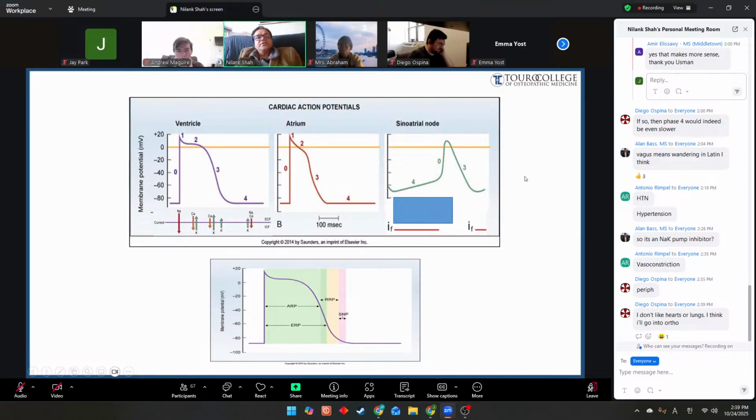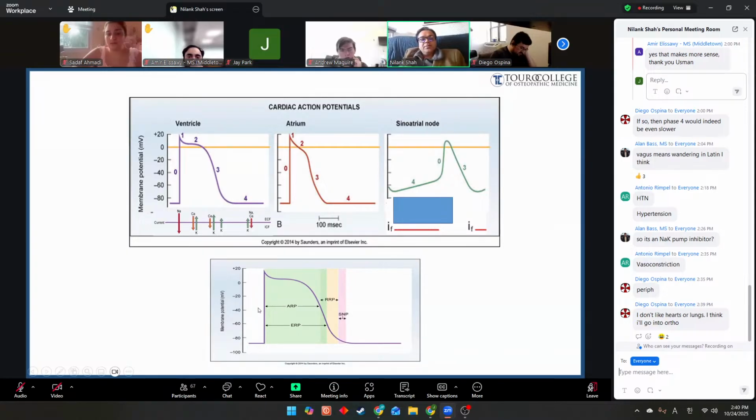Absolute refractory period, where no matter how strong the stimulus is, you cannot fire an action potential. Absolutely no. That's why it's known as absolute refractory period. And it has to be this length, this normal length of the ARP. If it is reduced, then it can result in arrhythmias. You can fire another action potential because myocardial cells are more excitable and more often excitable.